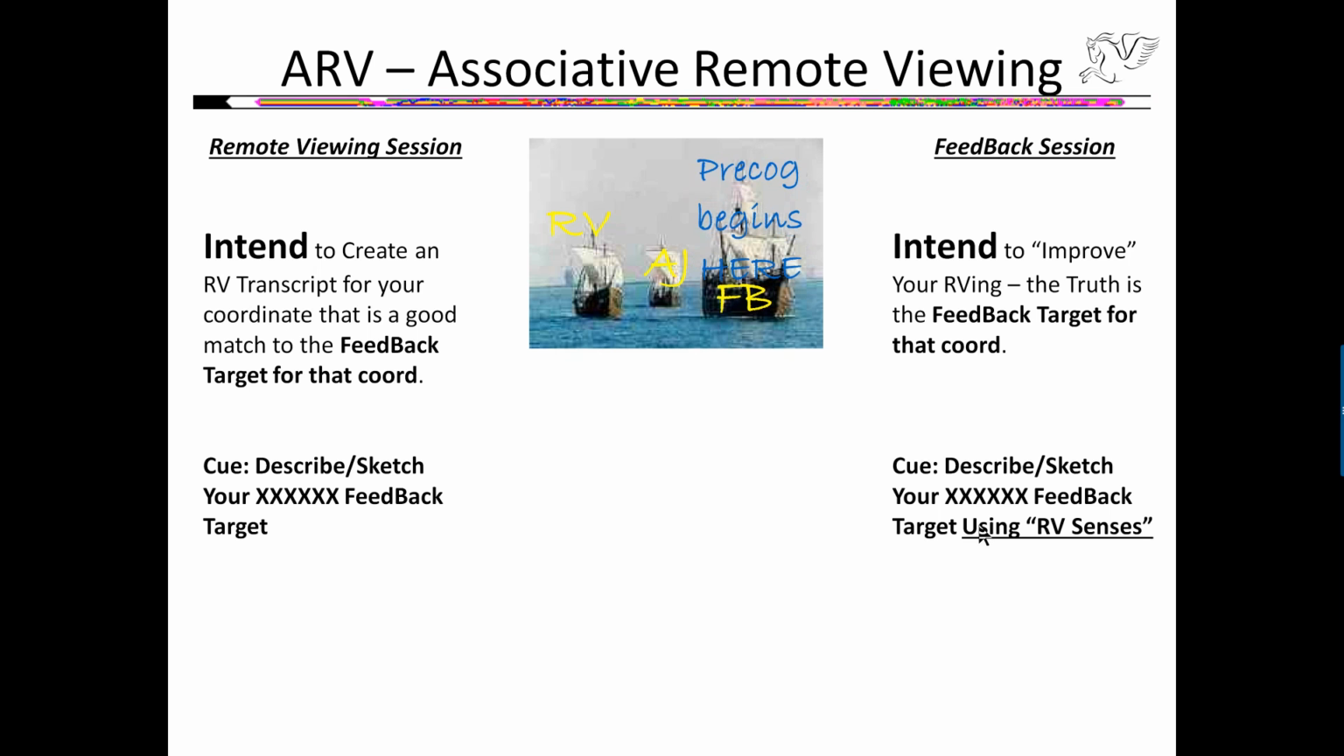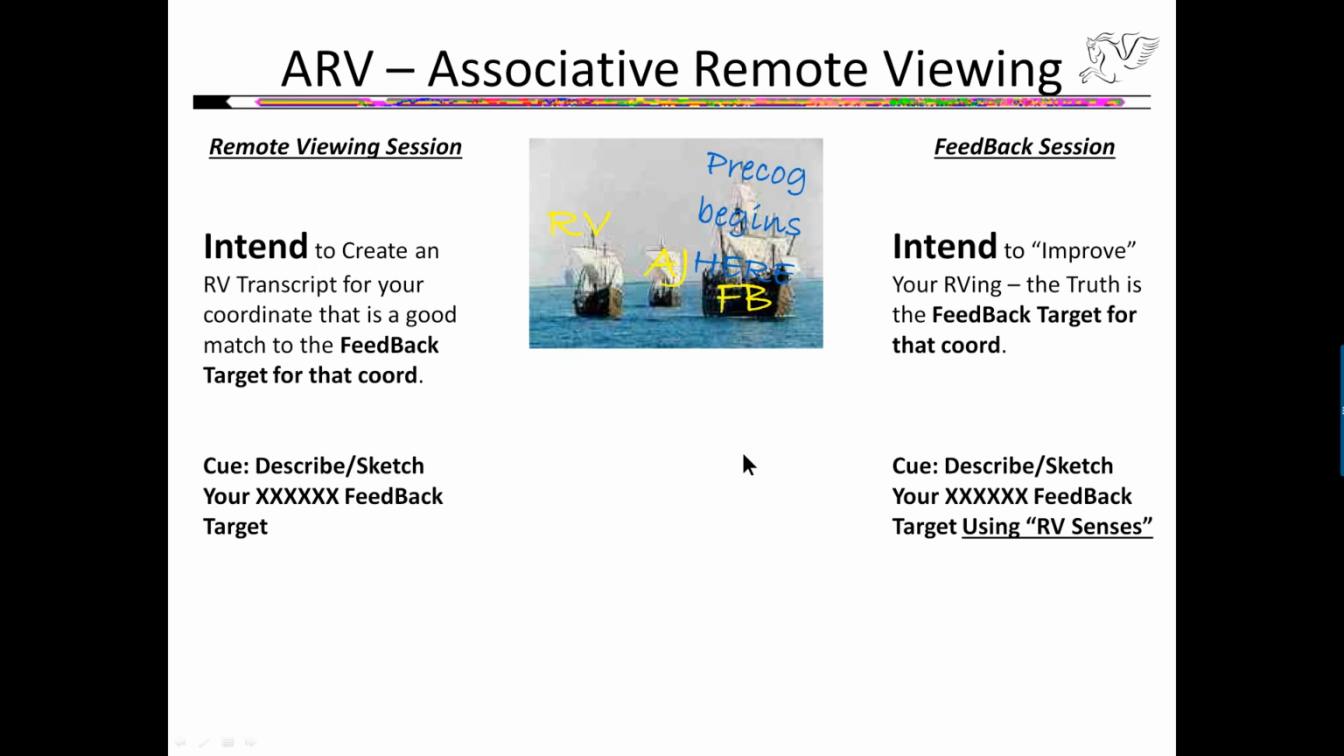And the feedback session is really very similar. But now you intend to improve your remote viewing. The truth is the feedback target for the coordinate, and you kind of know that. You're just trying to improve this whole process. And in a way, you are describing and sketching it again, but I always like to say using your RV senses. And this all becomes very personal.